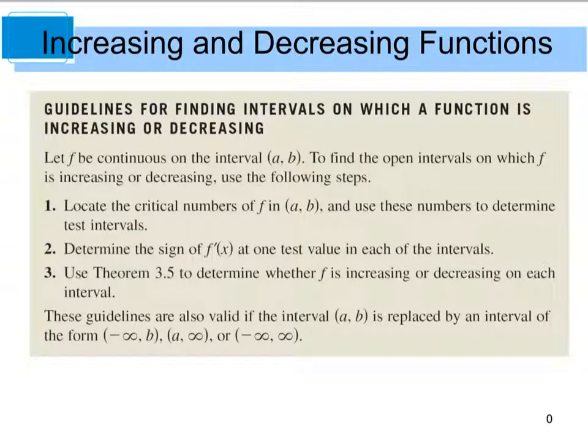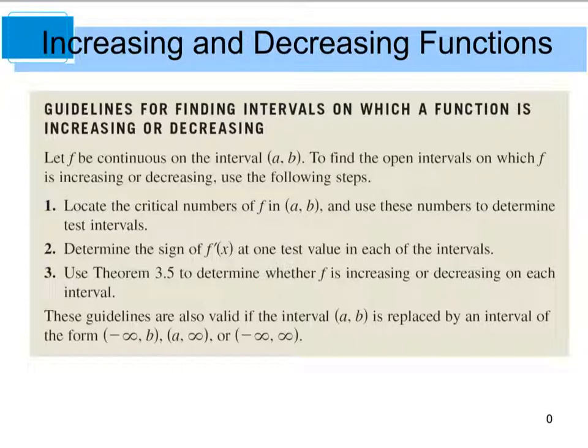The first thing we have to do is identify that the function is continuous on your interval from a to b. Then we want to find the open intervals where f is increasing or decreasing, and we're going to use the following steps. Step 1 is to locate your critical numbers and use these numbers to determine your test intervals. Remember, critical numbers are going to be like setting your derivative equal to 0, or anything that x cannot be.